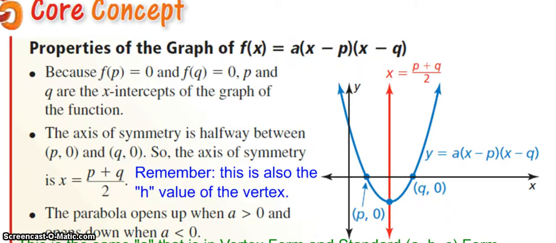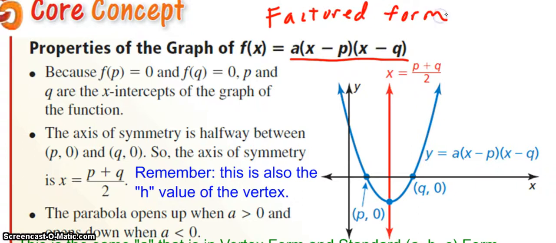So properties of graph: f of x equals a times x minus p times x minus q. So this is what we call factored form. We call it factored form because it's what we get when we factor. All right, so what does this information tell us? It tells us a lot, actually.